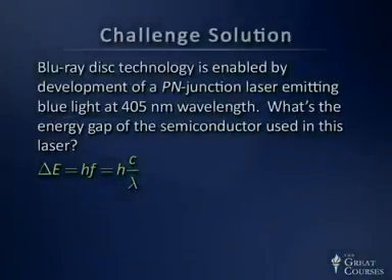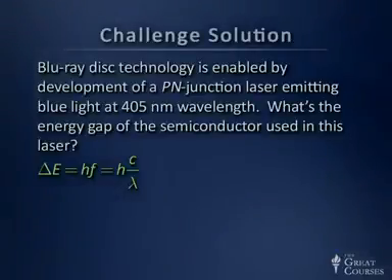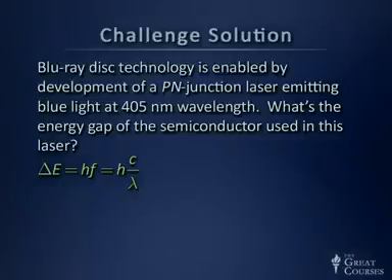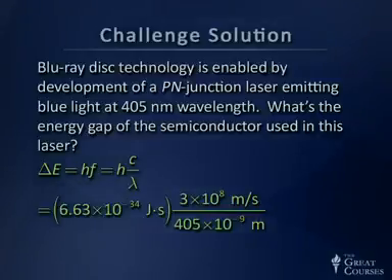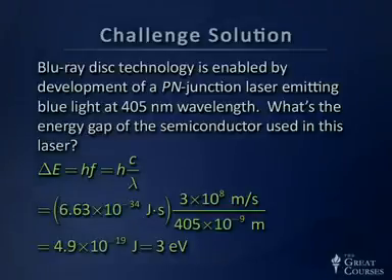Well, let's look at a solution for this problem. We know that the energy gap, this delta E, is hf, where f is the frequency of the light associated with the photons we want to emit that have energy delta E. f is c over lambda. We're told lambda is 405 nanometers, so we'll do the calculation. h times the speed of light over 405 billionths of a meter, 10 to the minus 9 meters. Answer is 4.9 times 10 to the minus 19 joules, or about 3 electron volts. So it was the engineering of a 3 electron volt gap semiconductor material that enables Blu-ray technology.